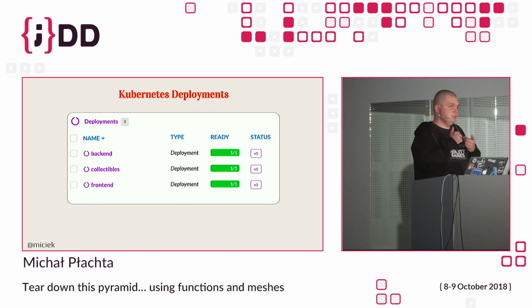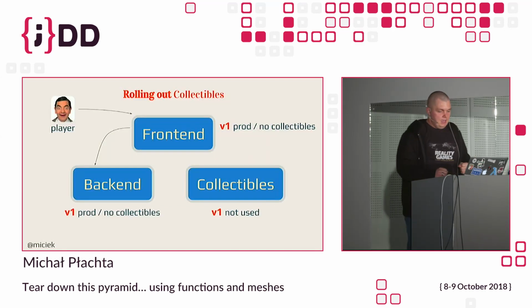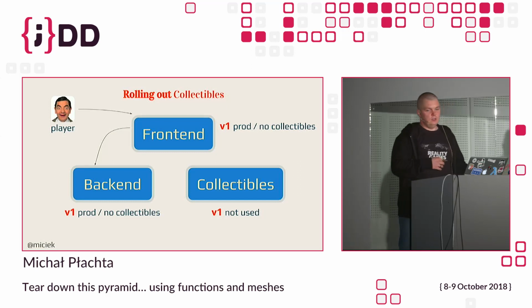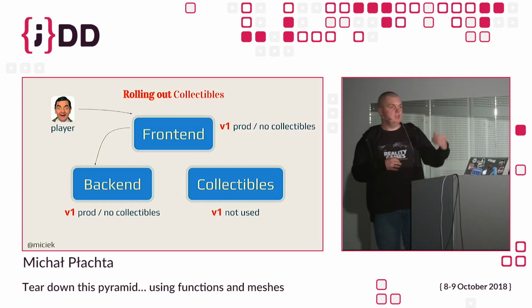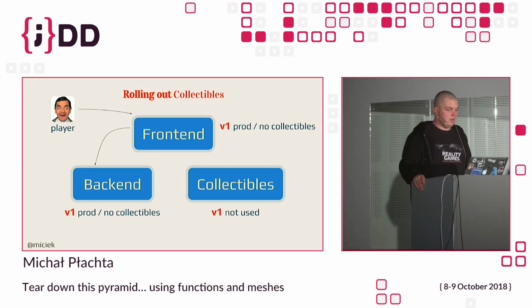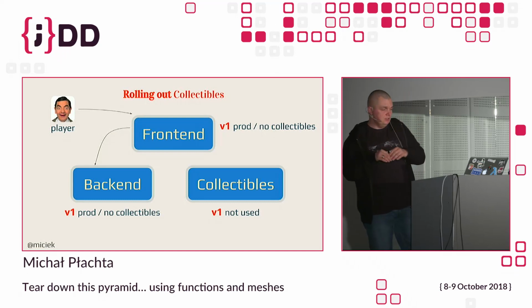So now we have 3 services: backend version 1 production, collectibles version 1 production, and front-end version 1 production. But as we saw, we still don't have this functionality of eating the dots, the thing that really makes Pac-Man go around and very, very popular. So our current architecture looks like that.